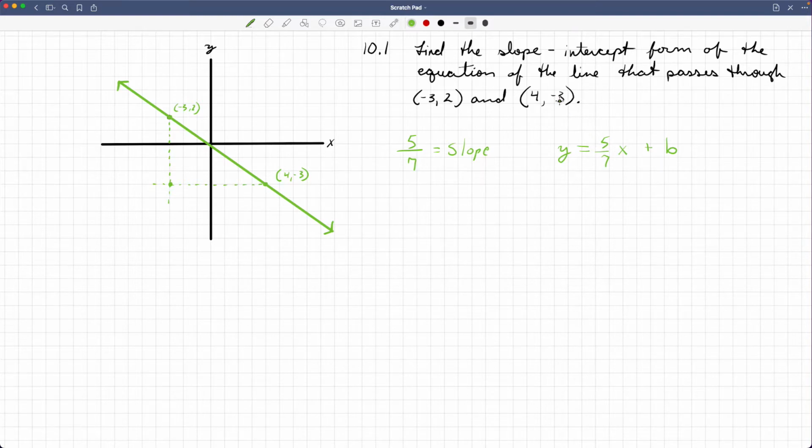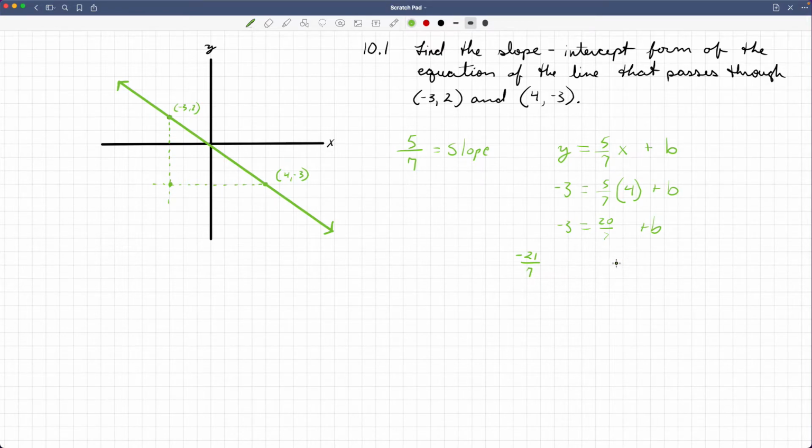So I'm going to take the y value here and put it in. -3 is equal to 5 over 7, and I'm going to put in the x value, 4, plus b, and we're going to solve for b. So now I have -3 is equal to 20 over 7 plus b. Now I need to turn this into a fraction over 7 that equals -3. So -3 times 7 is -21, so -21 over 7.